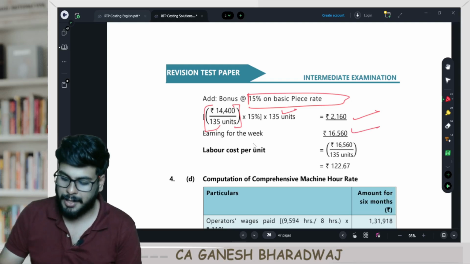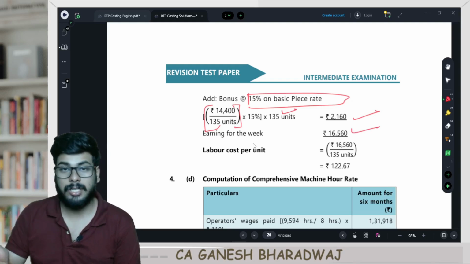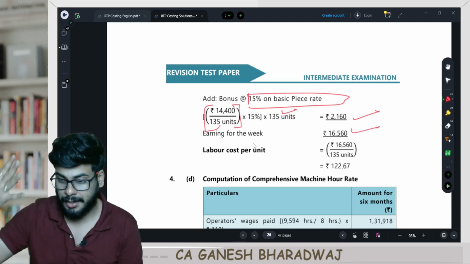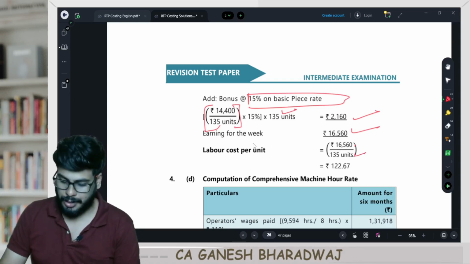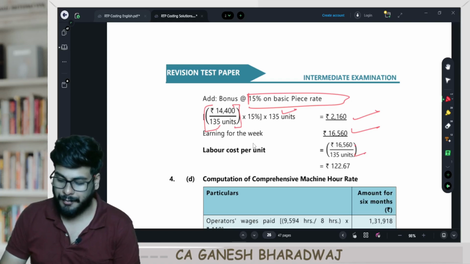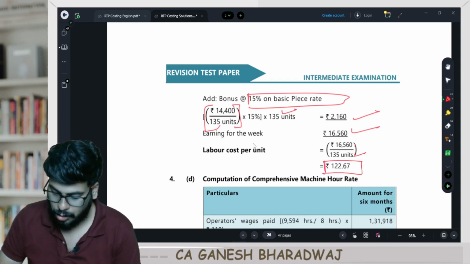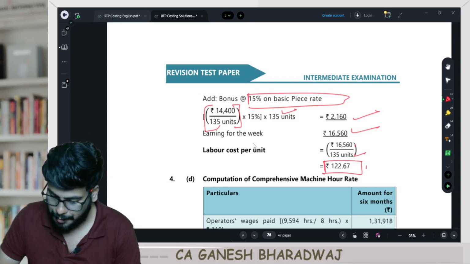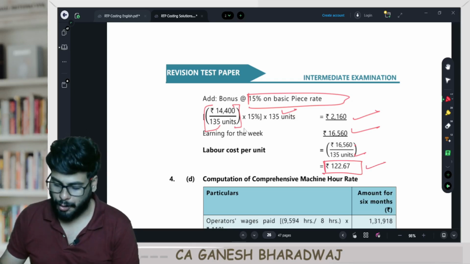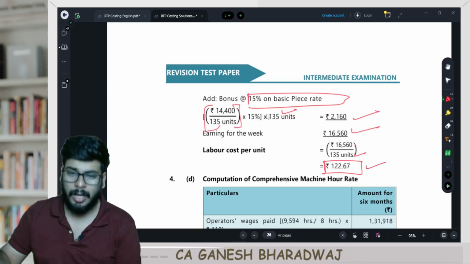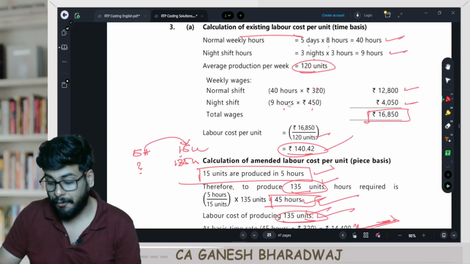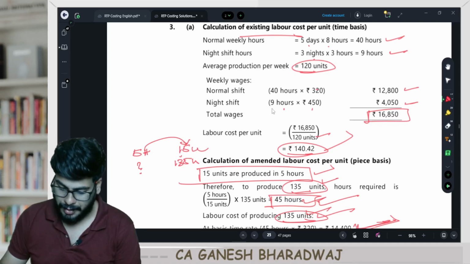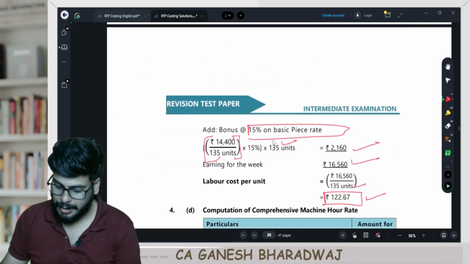So this is going to be a total payout of how much? 16,560 is going to be paid under the new scheme, right? And this is the cost you incur for producing how many units? 135 units. So now the total cost, labor cost per unit, is going to be what? 122.67. So now, under the existing scheme, how much was the cost? It was 140.42. Now, because of this revised incentive scheme, how much is it reduced to?